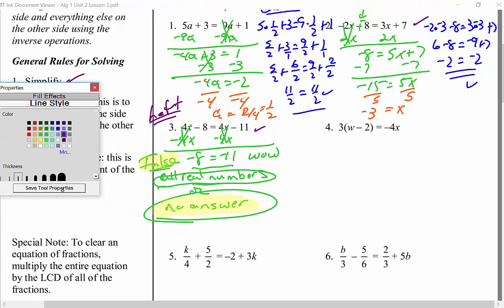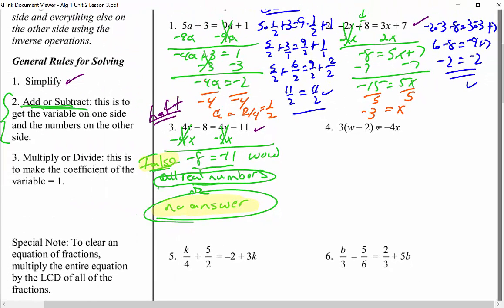Here we go. Step 1, simplify. Okay, let's check it out. I can't subtract 2 from W, so I have to use the distributive property to multiply. So that's 3 times W minus 3 times 2 equals negative 4x. So 3W minus 6 equals negative 4x.